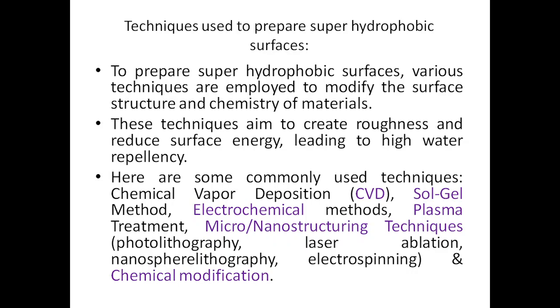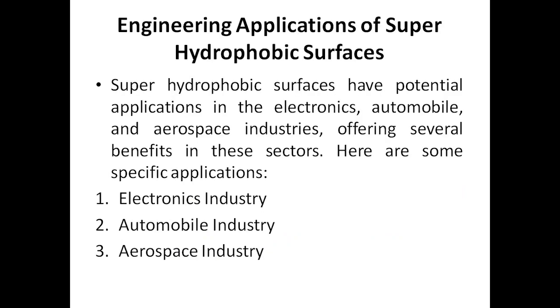Next, we have the electrochemical methods using the anode and cathode, and then there will be emission and then the deposition. Next, plasma treatment, and the same goes for micro and nanostructural techniques like photolithography. Lithography techniques you might have already studied for IC preparation. Next, laser ablation, where a laser beam will be given. Nanosphere lithography, which will be focused on this particular size. And next, electrospinning, where the deposition will take place. And then finally, chemical modification of the surface.